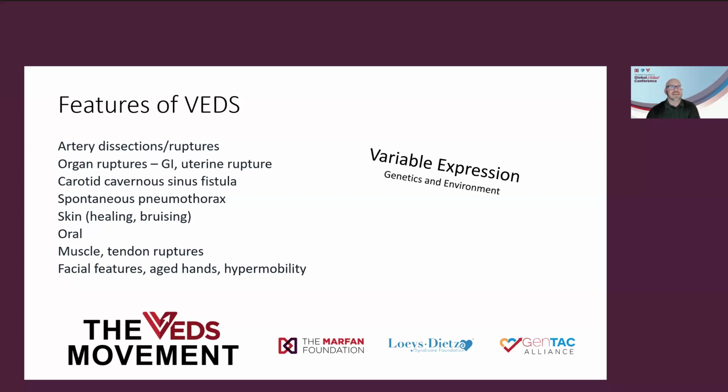I'm not going to spend a ton of time here because I know that Dr. Morris will go into these things a little bit further as well, but really the main and most important features of VEDS that medical professionals, emergency room doctors need to be aware of is the increased risks for arteries dissecting or rupturing, tearing of arteries, or tearing of hollow organs, specifically the GI tract or the uterus. So organ ruptures are part of this condition. Something called carotid cavernous sinus fistula.